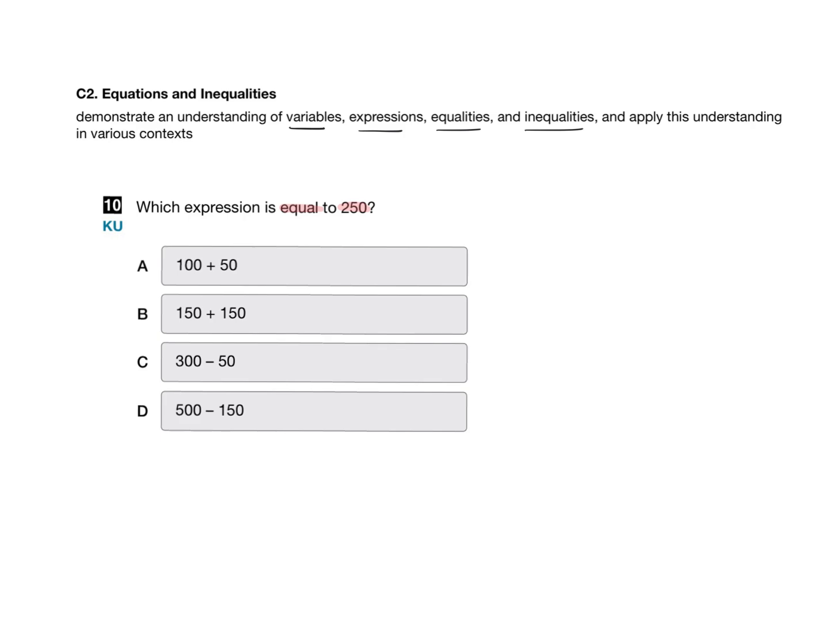So let's look at option A. What does this say? 100 plus 50. So if we have 100 and we add 50, how many do we have all together? 150. 150, excellent. Is that equal to 250? No. No, so this can't be the answer.